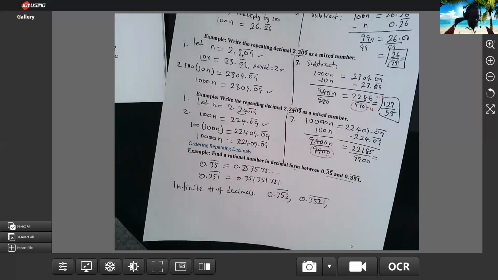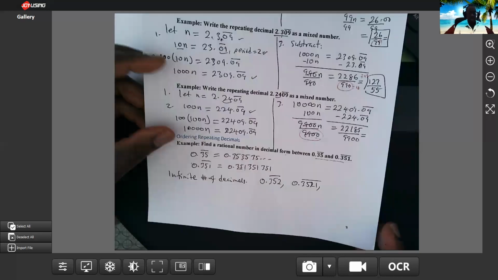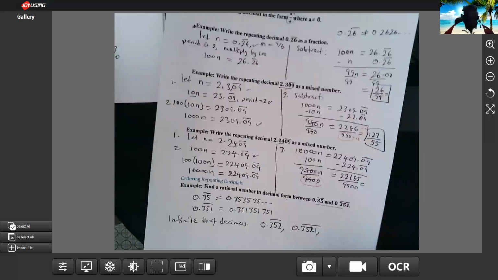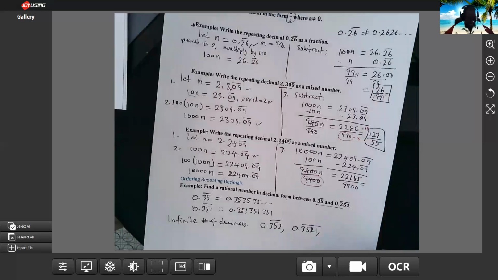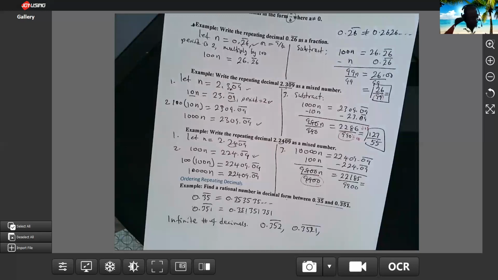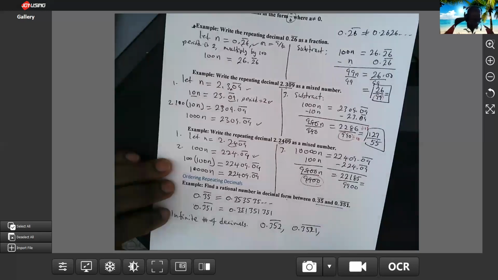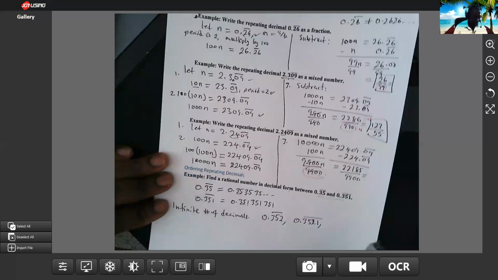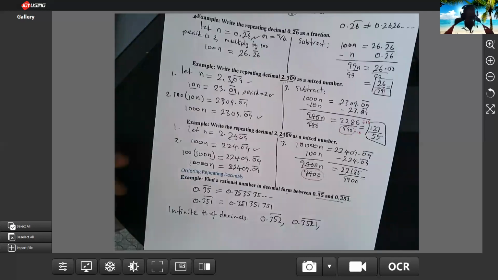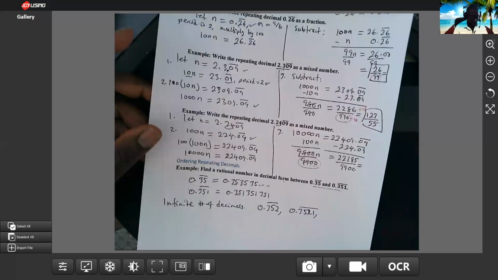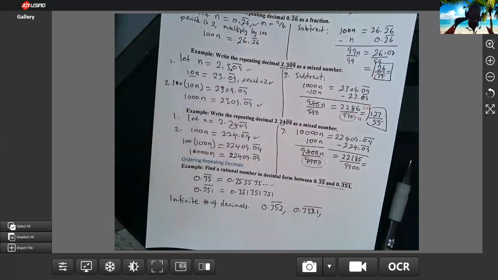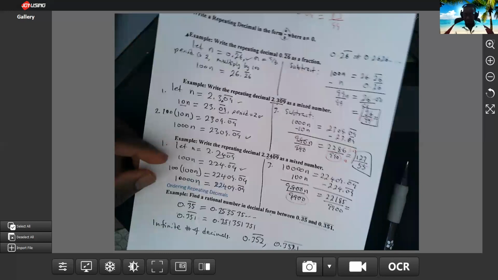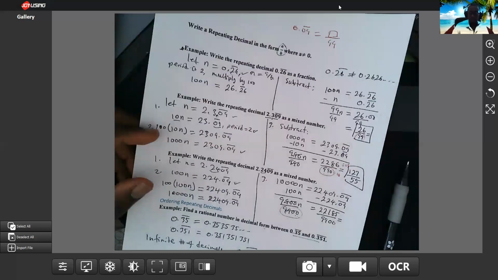All right, so that brings us to the end of this section: repeating decimals, repeatant, and the period, writing a repeating decimal as a rational number in the form a over b, and ordering rational numbers by comparing the place values. All right, so that is it, and I will see you next week.